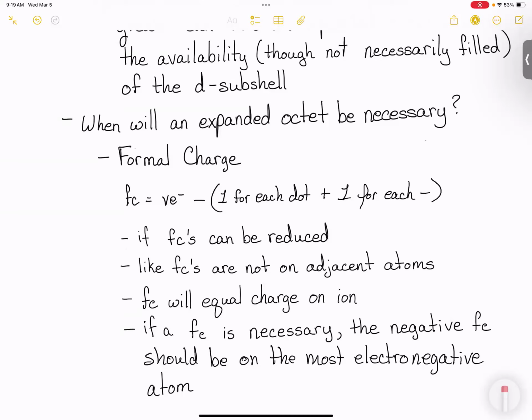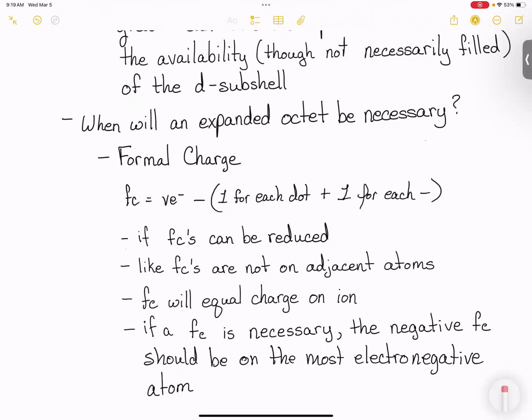Now, when we're reducing this formal charge, it's important to note that we cannot have the same charge on adjacent atoms, meaning we can't have a negative next to a negative, because if you have a negative next to a negative, just like with two magnets, they're going to repel one another. So as we're doing the formal charge, we cannot have like formal charges on adjacent atoms. Now, again, we're going to try to get the formal charge as close to 0 as possible.